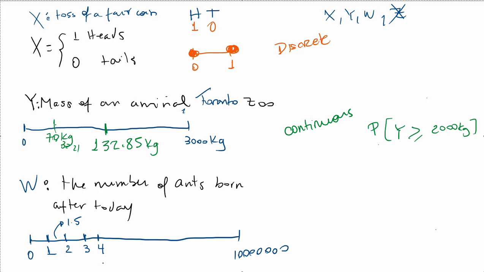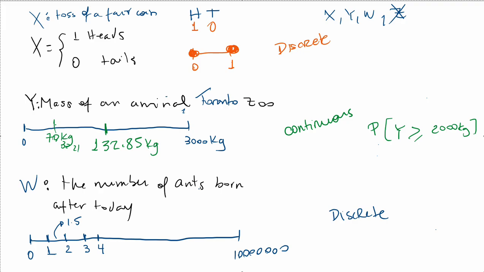You will have to jump into little islands in the line. That's 1 by 1, because ants are born 1 by 1, right? You're counting 1 by 1. Okay? So this is also a discrete random variable.